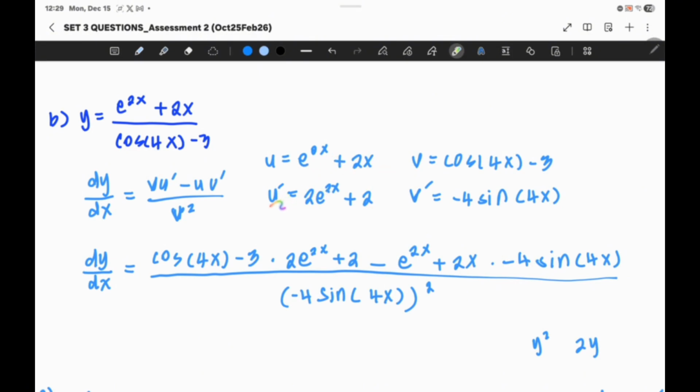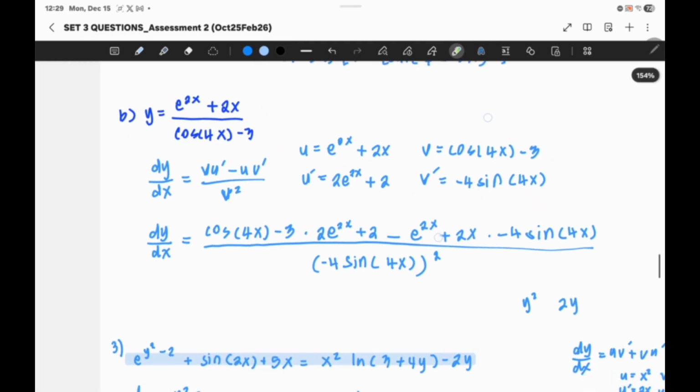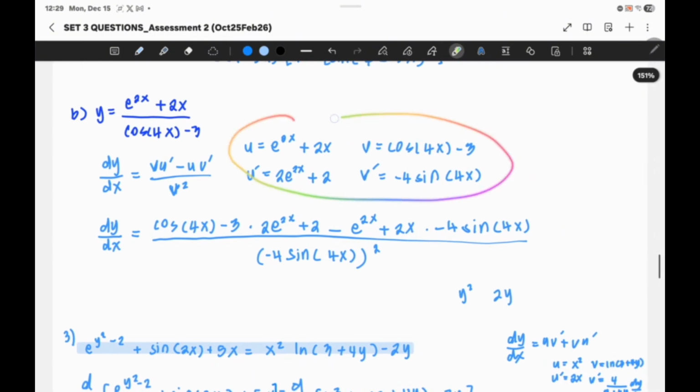Differentiate, we get the u prime, 2e to the power of 2x plus 2. So then we use this as the v. Then we've got the v prime, minus 4 sin 4x. Then we put this into the formula and then we'll get the dy/dx. And we'll get this for the final answer.